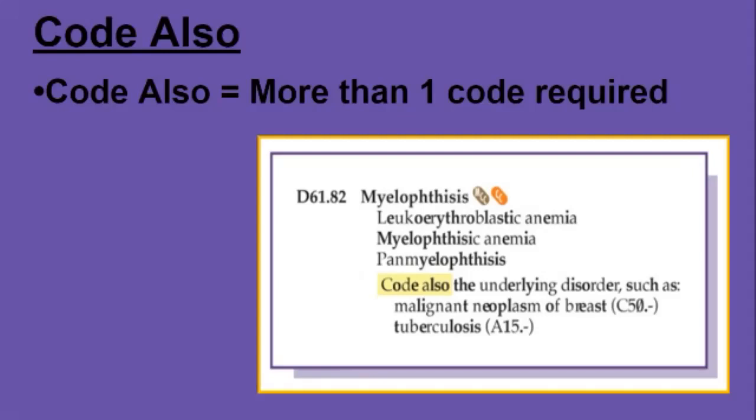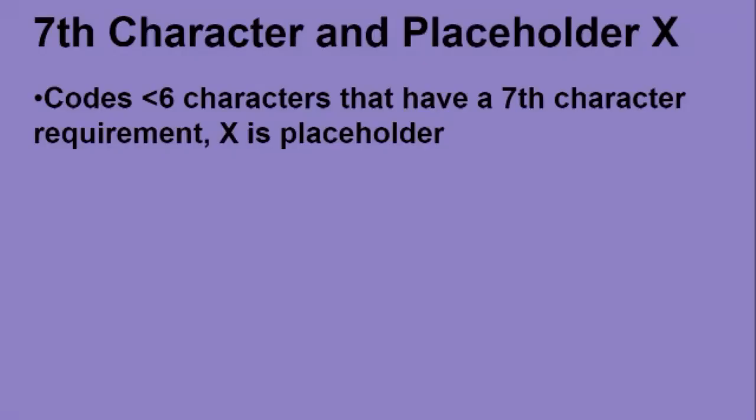So let's take a look at D61.82. When you code that, you must also code the underlying disorders such as malignant neoplasm of the breast, C50 point, and you have to decide which one, or tuberculosis, A15 point. So that's what code also means.